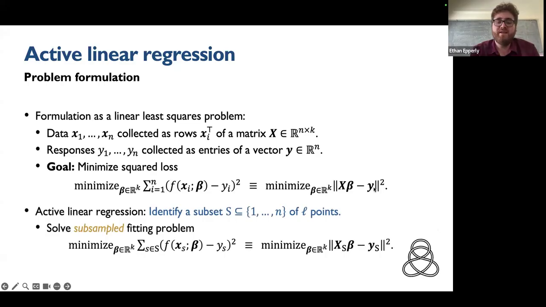Now, of course, I can't solve this problem because I don't know all of the entries of y. And indeed, my goal is to identify a subset S of L points, from which then I can solve a subsampled fitting problem where I only am able to sum over the discrepancy between my model and my observed data points, that is the points in the set S. And this again becomes a matrix least squares problem, now with matrix X sub S, where again X sub S is the submatrix of X indexed by S, and YS is the entries of Y indexed by S.